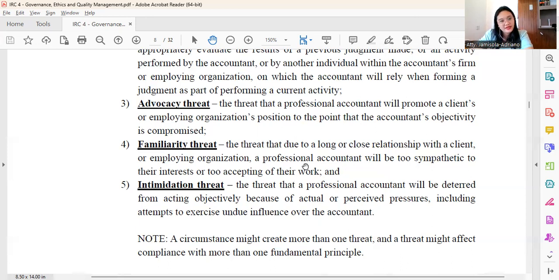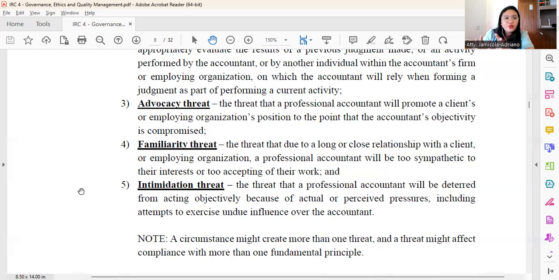Then familiarity threat, the threat that due to a long or close relationship with a client or employing organization, a professional accountant will be too sympathetic to their interest or too accepting of their work. So for example, you have been auditing this client for 3 years already. So every year, the client will go to you for audit. So you have already established a close relationship with the client. Let's say every audit season, that client will send food or snacks to your firm. So that would establish a close relationship with the client.